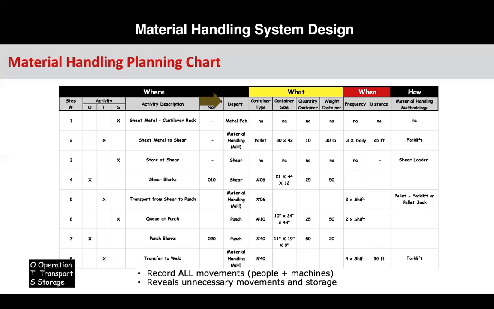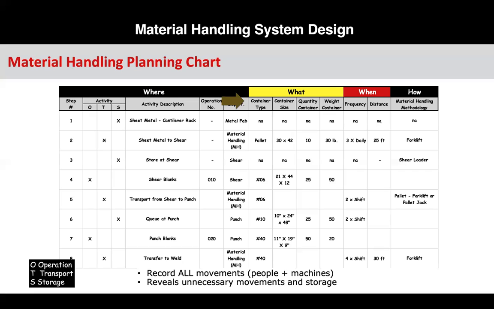Next category is just department. This is company specific, what they might call a department. So here, the first one, the sheet metal is being stored in the metal fab area. You see on the second one there, it says material handling, MH. So typically when you see material handling MH, that's going to be a transport. That means the material handling team function, whatever, is moving the item. All right. So all of that covers the where. Okay. So where is material at?